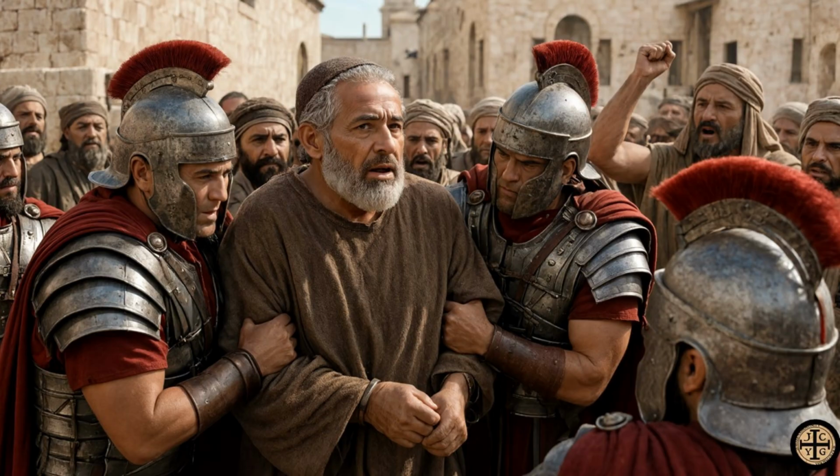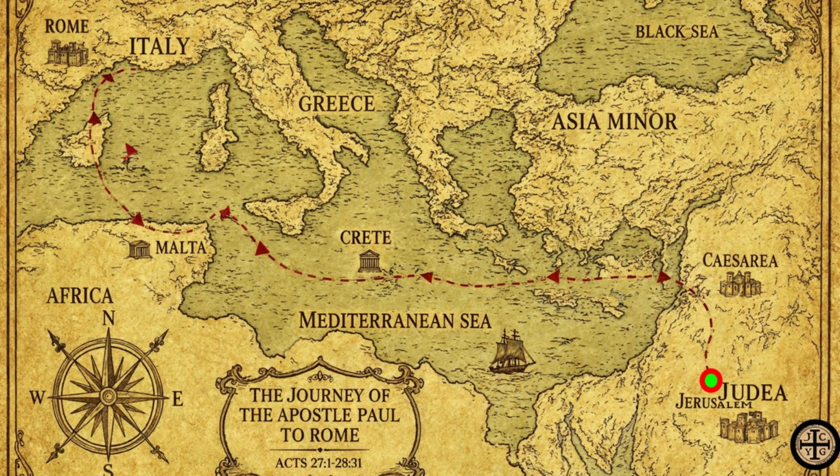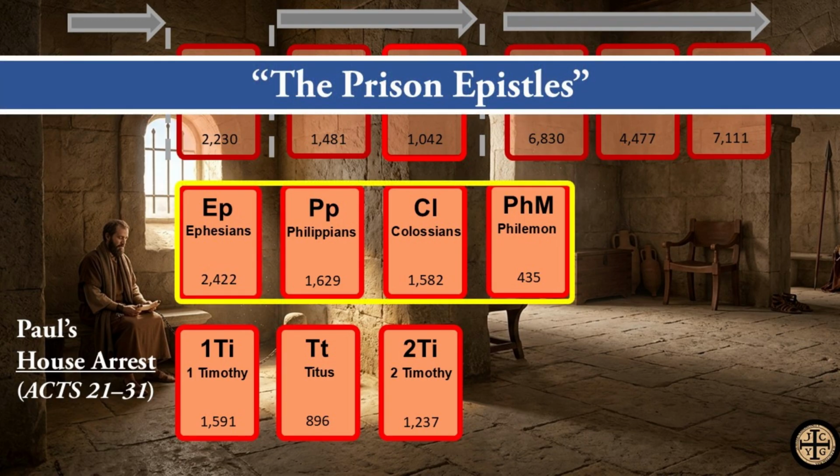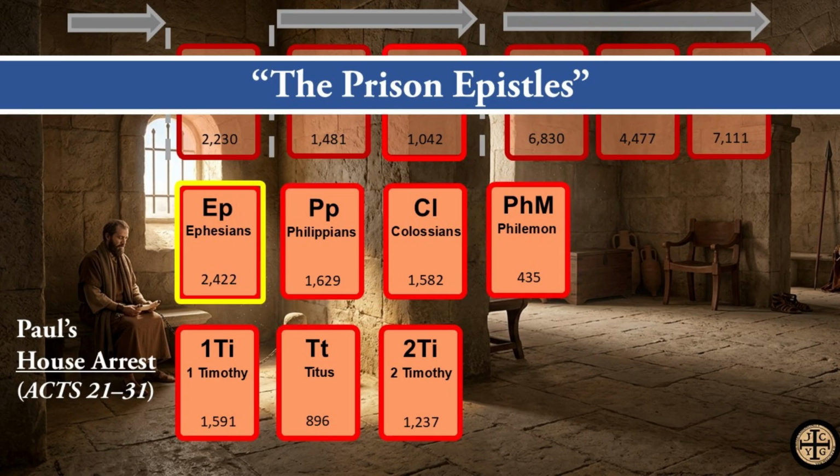Due to many factors, Paul was arrested by the Romans and placed in protective custody or house arrest. From Jerusalem, he was taken to Caesarea for 2 years and then to Rome for 2 years. At each stop Paul was under house arrest and awaiting trial. While under house arrest in Rome, Paul wrote what's known as the prison epistles: Ephesians, Philippians, Colossians, and Philemon.